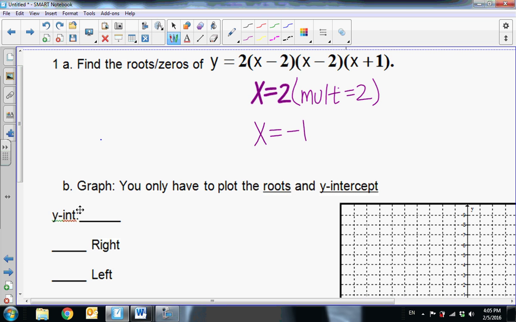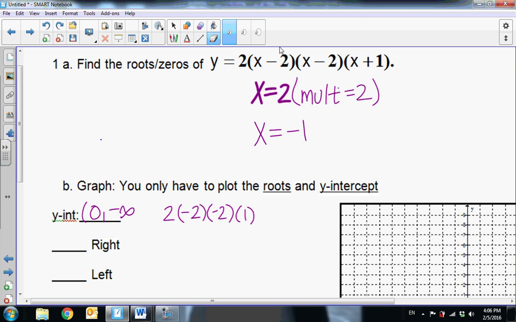Remember, for your y-intercept, you have to plug in 0 for x, right? So that's 2 times 0 minus 2, which is negative 2, and 0 plus 1 is 1. So 2 times negative 2 is negative 4. Negative 4 times negative 2 is 8. So the y-intercept is 0, 8.